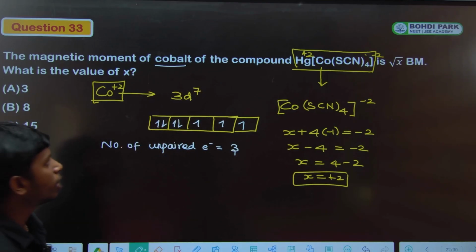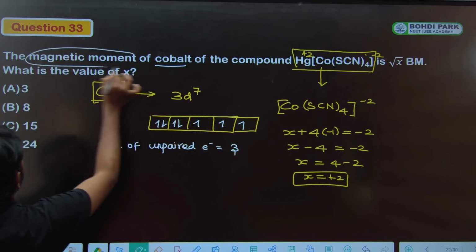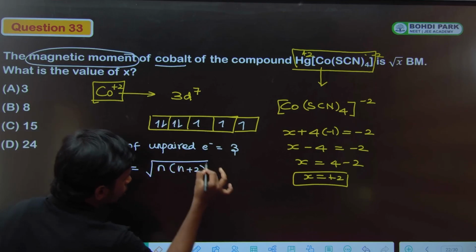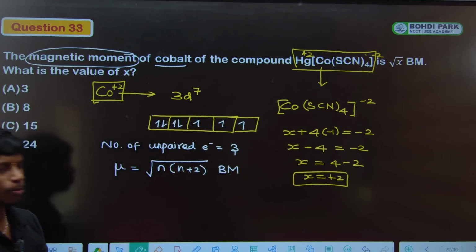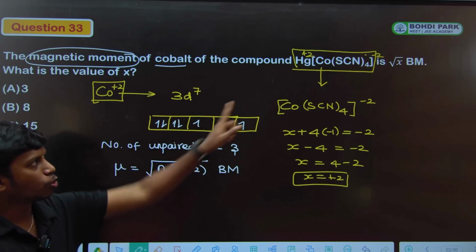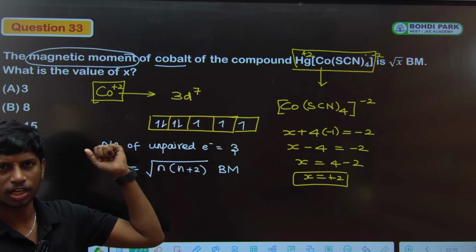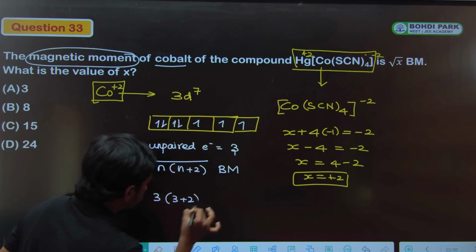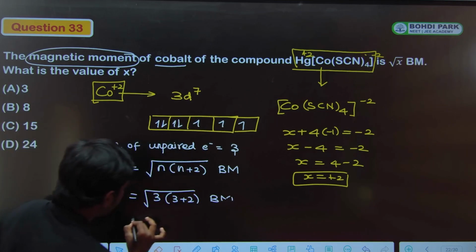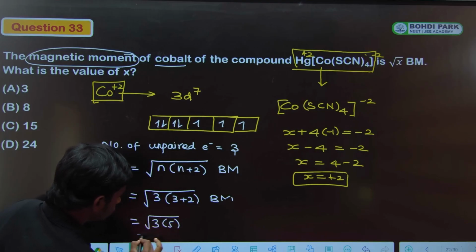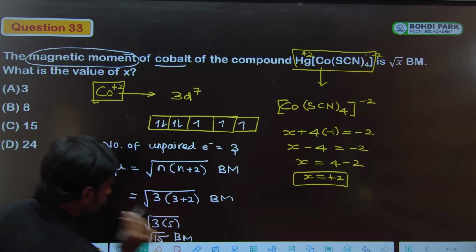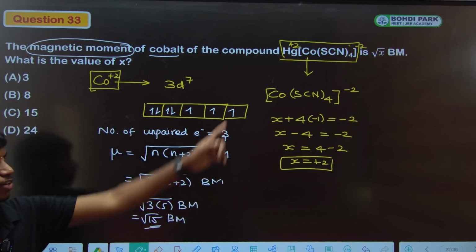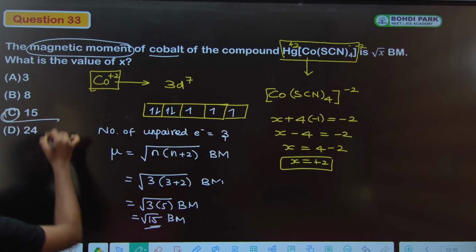Okay, yes, so we need to calculate the magnetic moment. What is the magnetic moment formula, sir? Magnetic moment is equal to root of n into n plus 2 Bohr magneton. This is our formula. Okay, what are they asking? They have given the value of the root, and a term x in that place, and they ask what the value of x is. So n is equal to what? n is equal to 3, substitute. So magnetic moment is root of 3 into 3 plus 2 Bohr magneton. So 3 into 5 the whole root, which means root 15 Bohr magneton. So in terms of x, what did we get? We got 15. Option C is our correct answer.